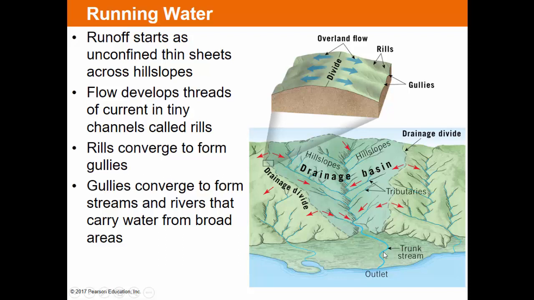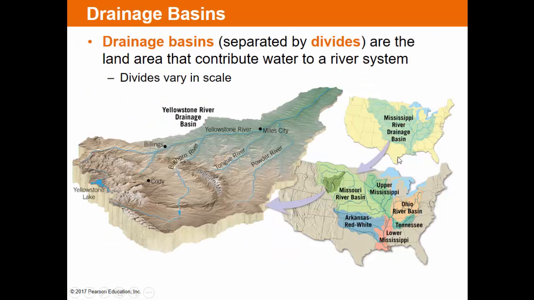All the area that drains into that river is bounded by this high ground here, and high ground here, those dashed lines. Those are the high grounds. Rain falling here goes into this drainage basin, rain falling here goes into that drainage basin. That is called a drainage divide. So drainage basins are separated by divides, and they are all the land area that contributes to a river system. Lots of different scales of that.